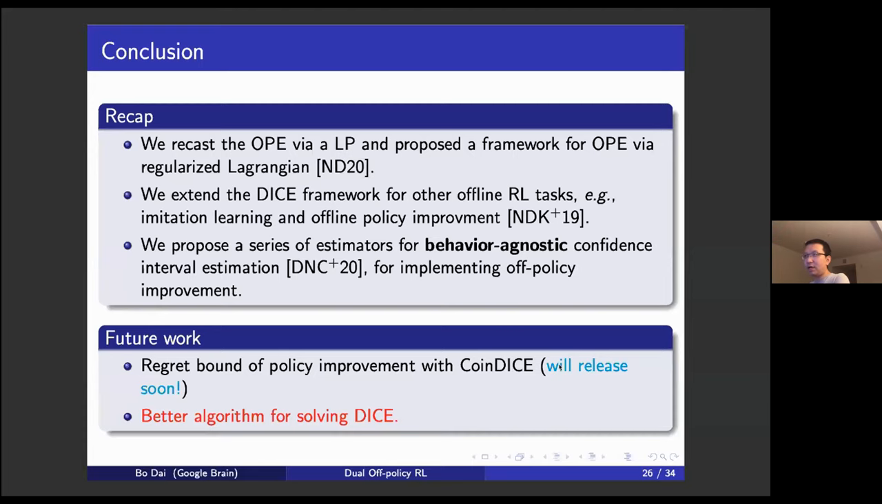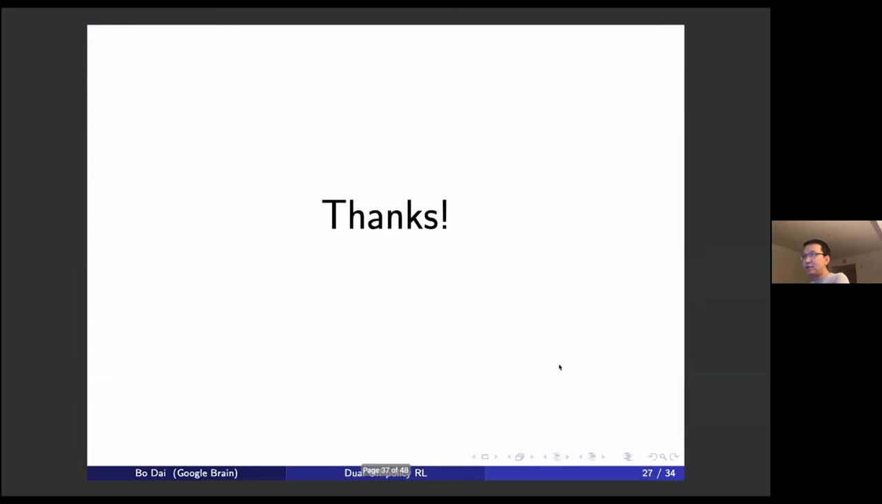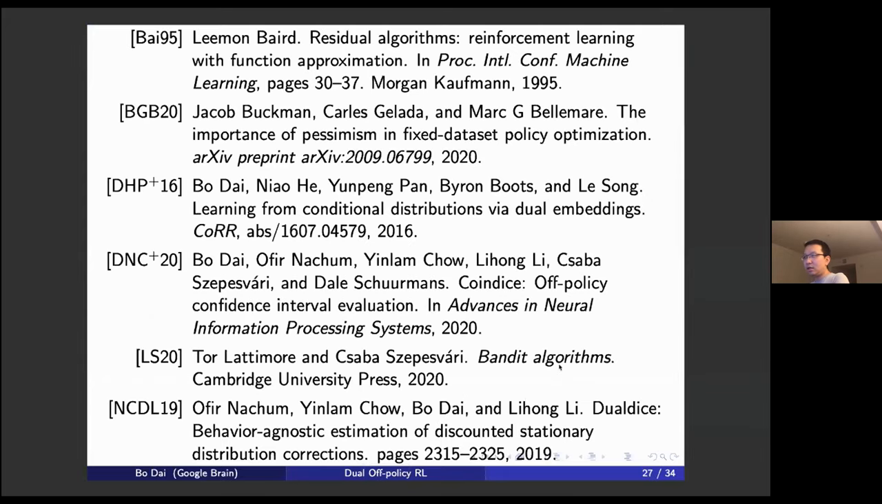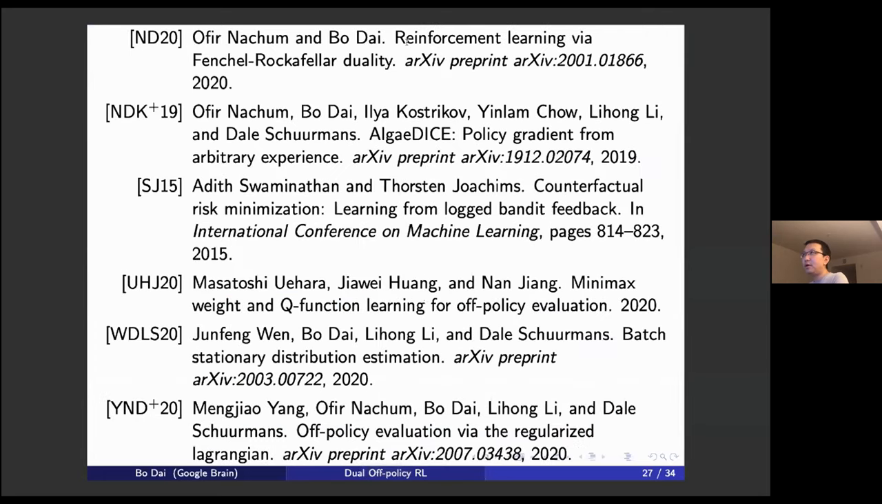I think that's all. The references are listed here. The Dual DICE is actually the first DICE we proposed. And CoinDICE is what we later discussed, about how we can construct the confidence interval with the DICE family. And this paper is a comprehensive summarization of what I discussed today. This one we use for policy improvement, and this one is for off-policy evaluation, and so forth.